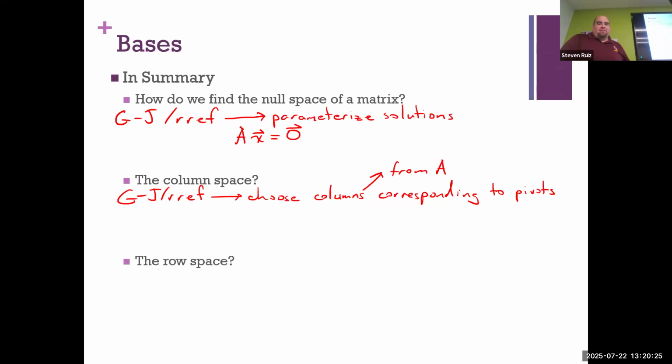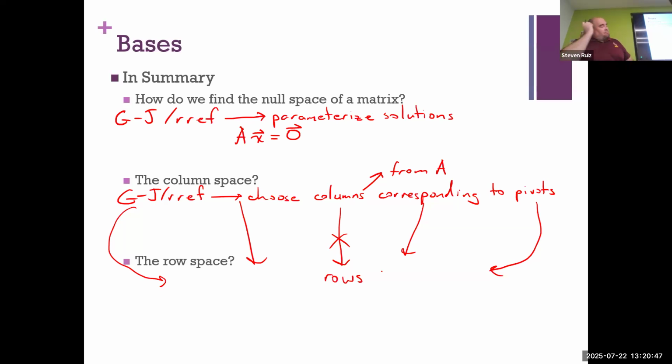What about the row space? Can't I just copy and paste all this stuff, except for one small thing? This becomes rows. So really, Gauss-Jordan elimination or reduced row echelon form buys you all these. You have to do some slightly different things with that reduced matrix, but that's the way to get all these spaces. How are we feeling?